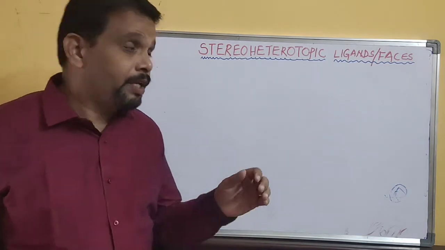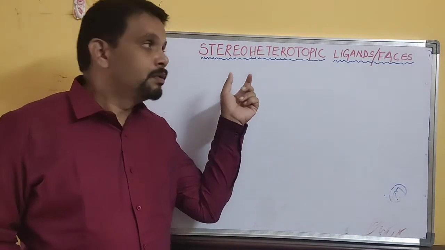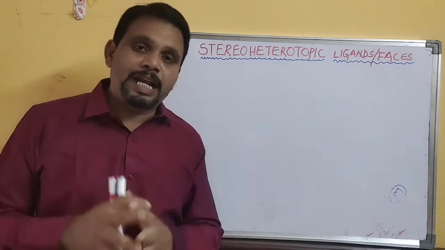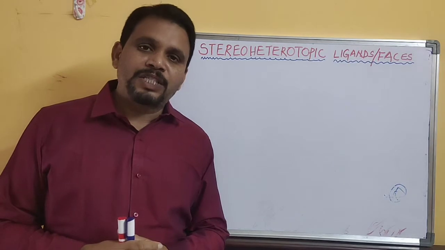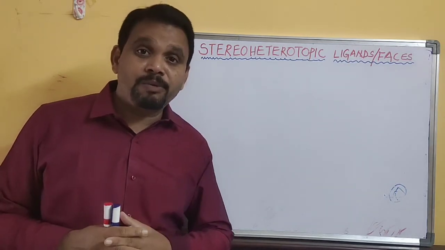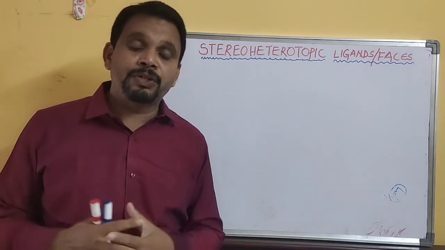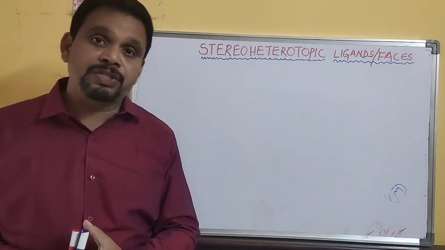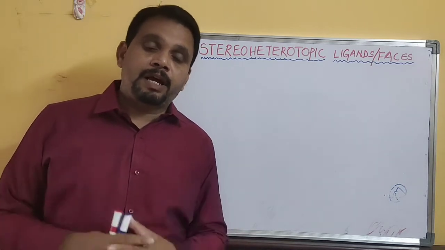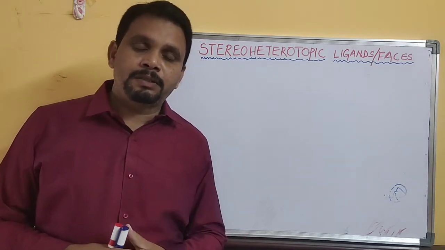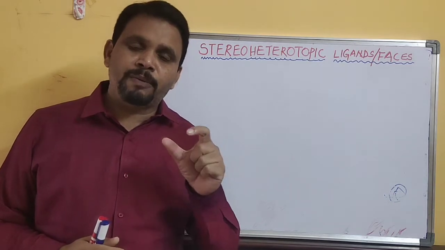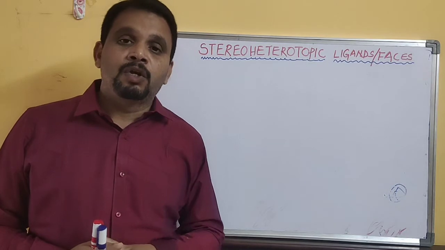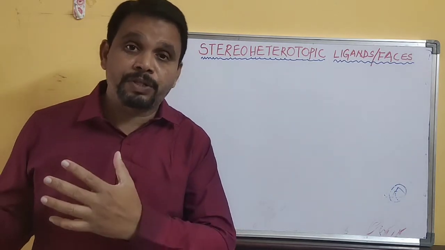Okay, so today I want to explain to you about stereoheterotopic ligands and phases. In the last class I tried to explain some basic terminology like homomorphic units, the definition and the classification of homomorphic units. As I already explained, homomorphic units can be broadly classified as homotopic units and heterotopic units.